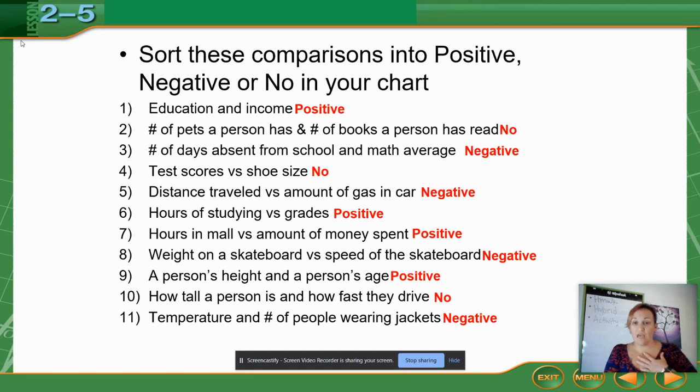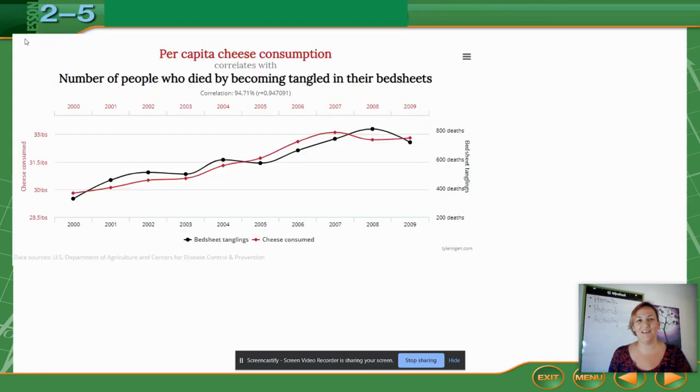Okay. Now, sometimes we will think that things have no correlation, but when we actually graph them out, sometimes they do. That doesn't mean that they're correlated. Cause and effect, it's just because it looks like there's a correlation doesn't mean that there actually is one. So I just wanted to end on a little fun note today and show you some things that look like they're correlated, but in reality they are not.